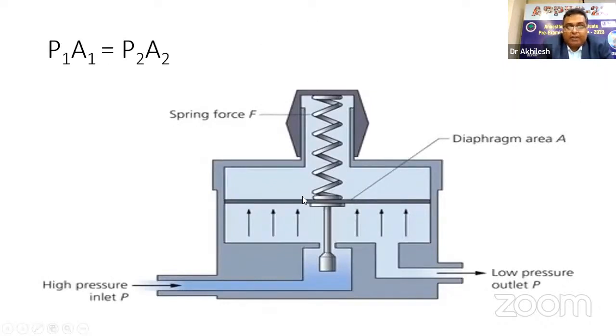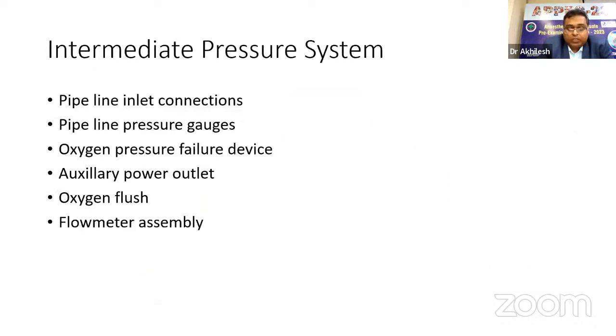There's a formula, P1A1 is equal to P2A2. If you increase the pressure and decrease the area, the product is equal to if you decrease the pressure and increase the area. So yes, there is a high pressure inlet, the area of contact is this. Then you increase the area, so the pressure reduces. So this follows the principle P1A1 equals P2A2. Sometimes it is asked in the exam to draw a diagram of a pressure regulator in the machine. It's a simple thing, you should know it.